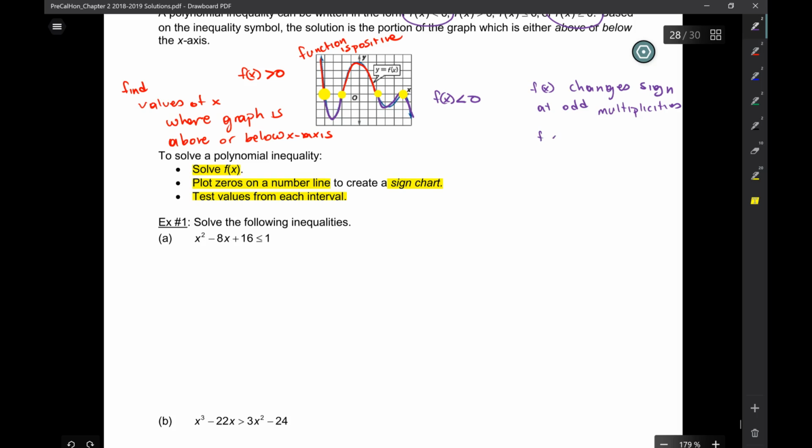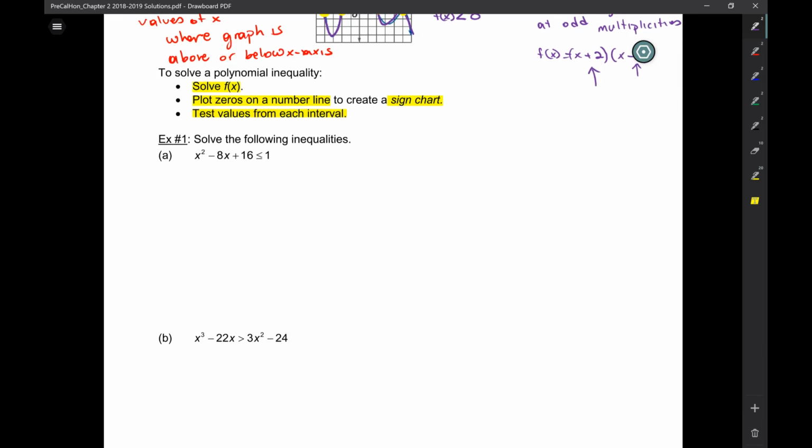So for example, suppose f of x is like (x plus 2) times (x minus 1) squared, right? It will change sign here. So at negative 2, it'll go between negative and positive and vice versa, right? But at positive 1, it'll stay in the same region. All right? Okay, that's helpful later on.